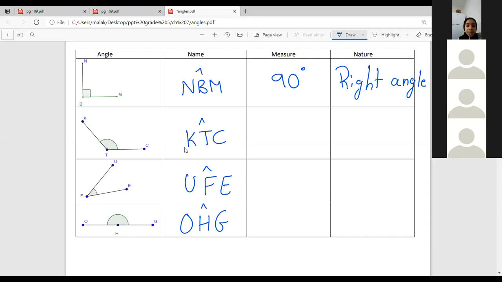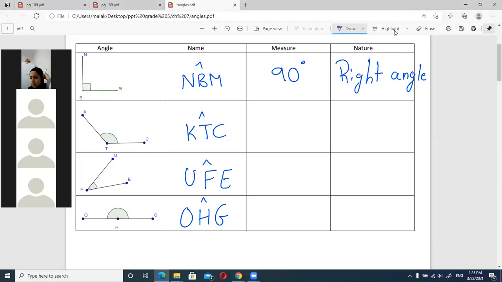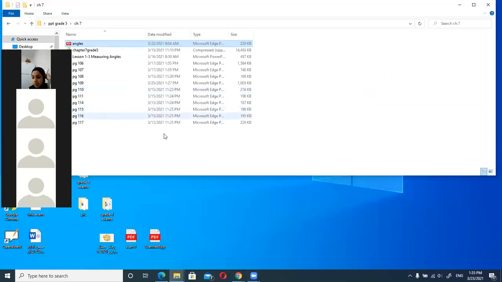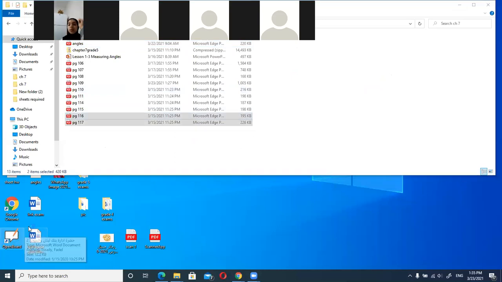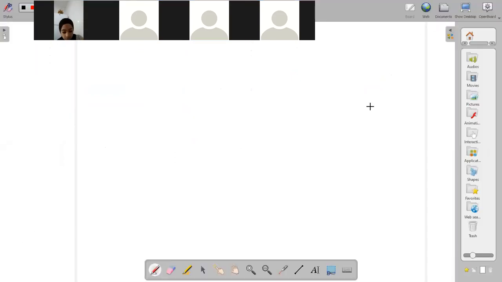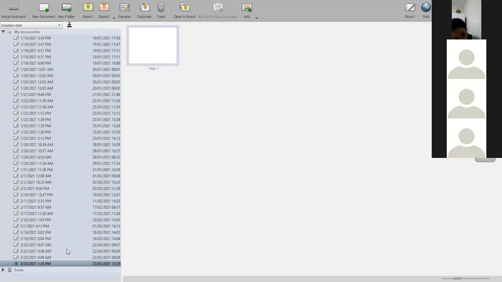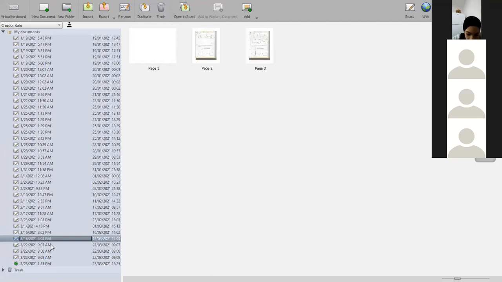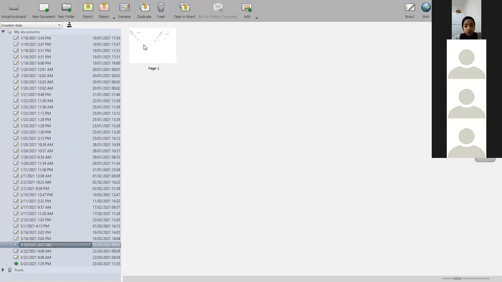We will measure KTC. So now I will open a new board in order to measure this angle. You can measure it alone, then we will measure it together. But I don't have the sheet. Okay, let's measure it together. I will show you the angle. It's here.